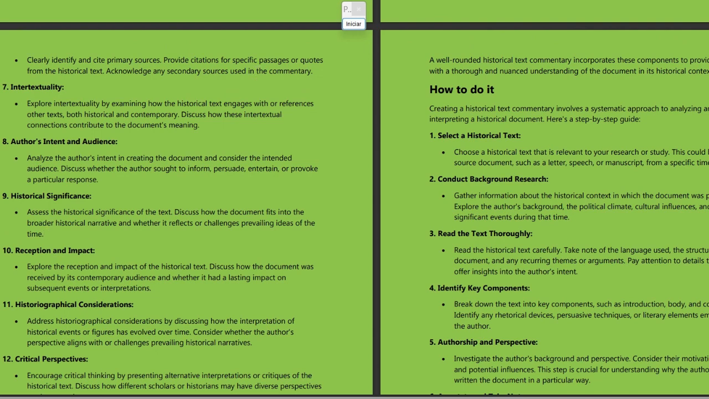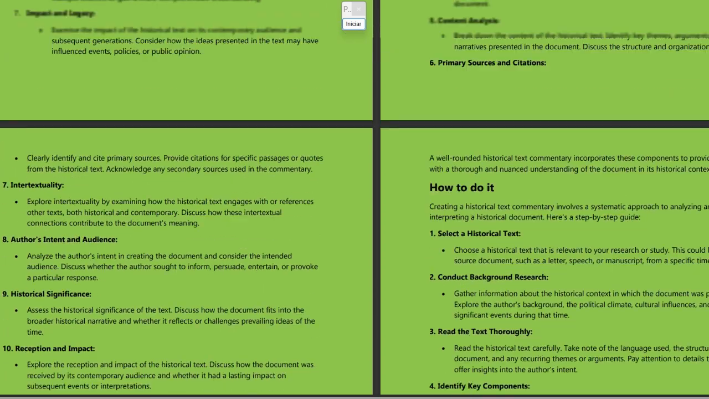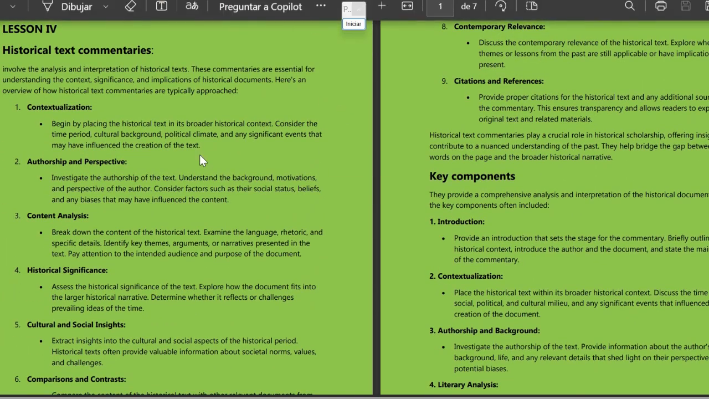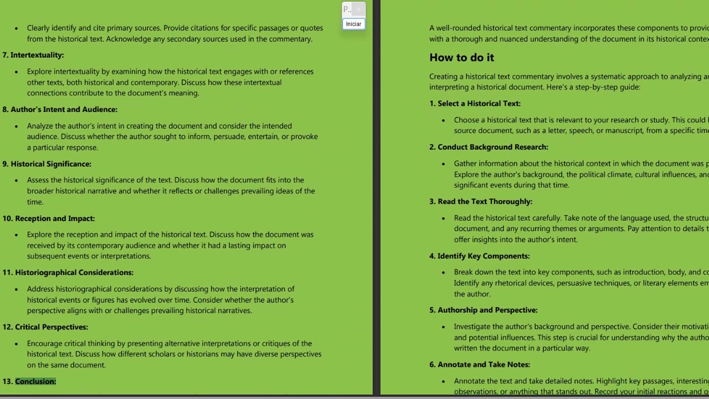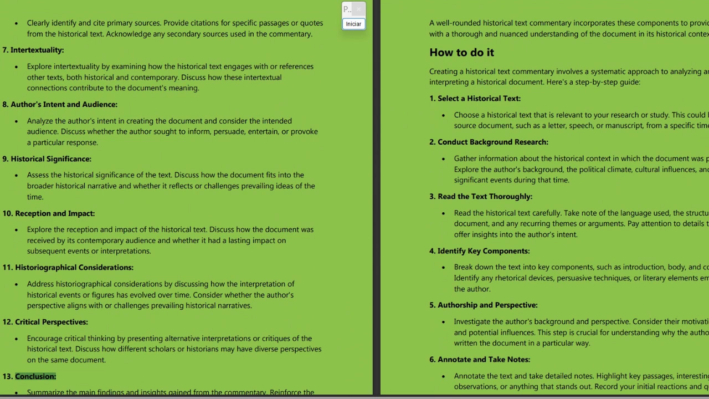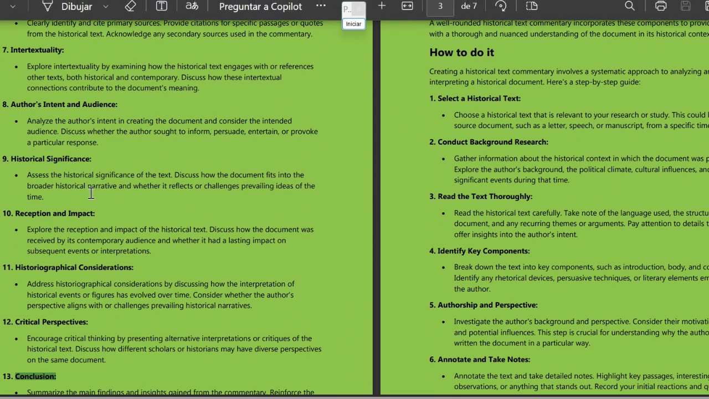So they could be very important keys to start doing a historical text commentary. But we have here a step-by-step guide.